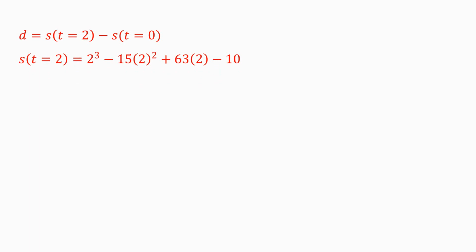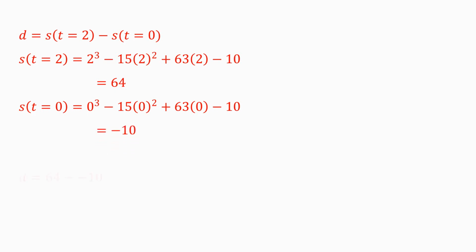So s of t equals 2 will be 2 cubed minus 15 into 2 squared plus 63 into 2 minus 10, which is equal to 64. And the s of t equals 0 will be 0 cubed minus 15 into 0 squared plus 63 into 0 minus 10, which is equal to negative 10. Therefore, the distance covered when t equals 2 is equal to 64 minus negative 10, which is equal to 74 units.